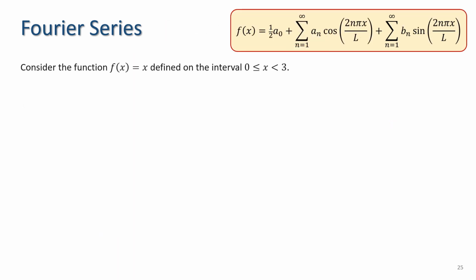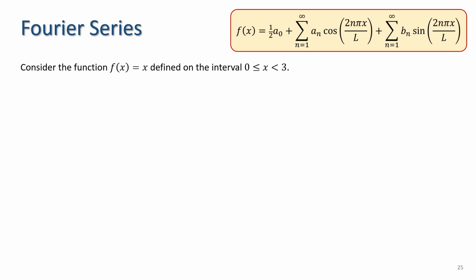Let's turn now to the function f of x equals x, defined for x between 0 and 3. This second example is nice and simple, but I include it to illustrate how our choice of periodic function can have a big effect on the behaviour of the resulting Fourier series.